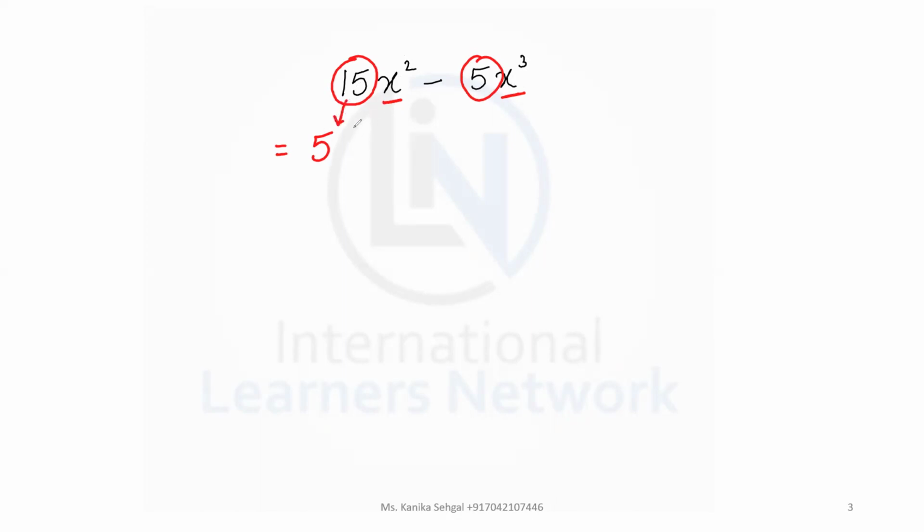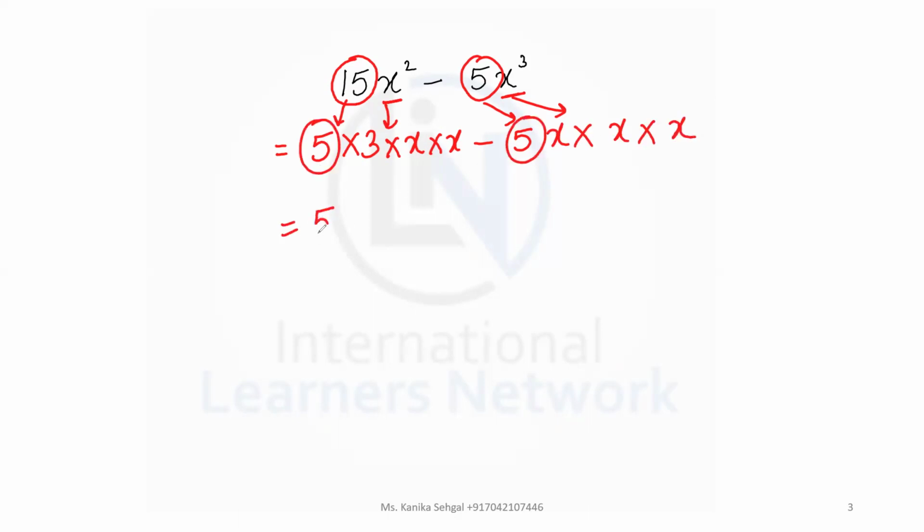Please note, this 15 can be written as 5 times 3 and this x square can be written as x into x. In the same way, x cube can be written as x times x times x. So as I just told you, 5 is common here and we have x into x common here. Now please note, this third x is available in the second term but not in the first one. So we will keep it as it is.